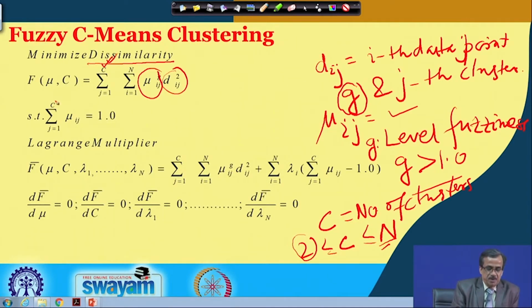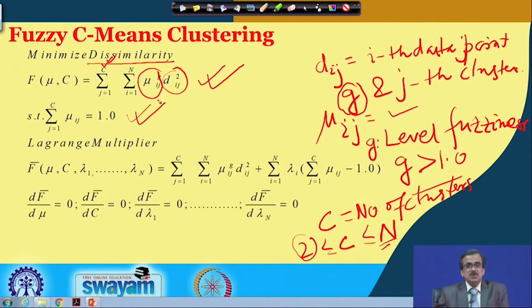So, this J(mu, c) is nothing but summation j equals 1 to c, summation i equals 1 to n, mu_ij raised to the power g, d_ij square. So, this is the objective function which I will have to minimize, subject to the condition that summation j equals 1 to c, mu_ij is equal to 1.0, and this is nothing but the functional constraint.